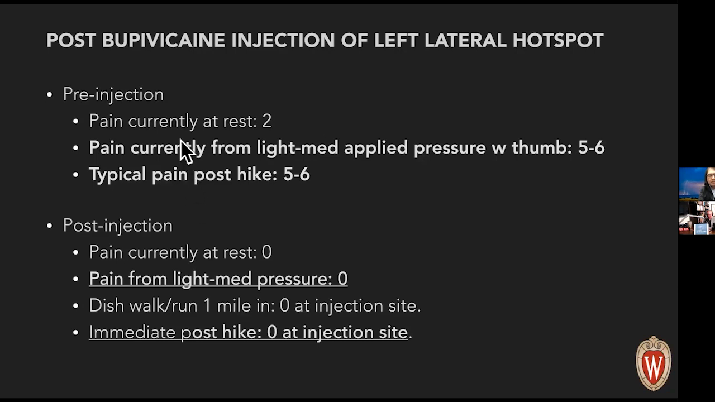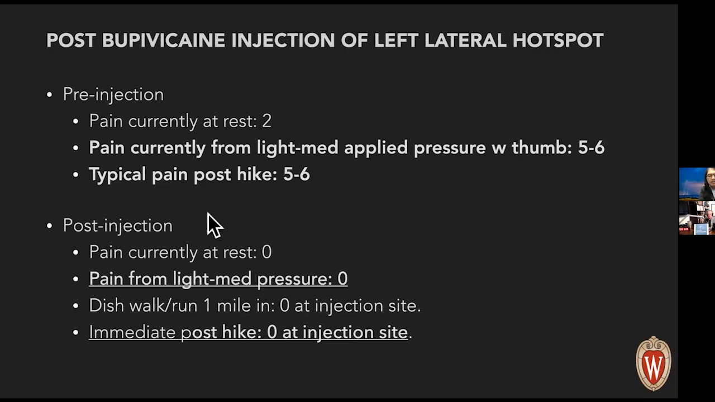But he would note, normally on a hike at the Dish, his pain would get up to a 5 or 6 at that site. When he starts off before the walk, it's a 2. So it gets to a 2, and then by the end of the walk, it's a 5 to 6 on this very hilly route that he takes. And then at rest, even if he pushes on it right at that spot, it jumps to a 5 to 6. So those were his pre-anesthetic injection pain measures.